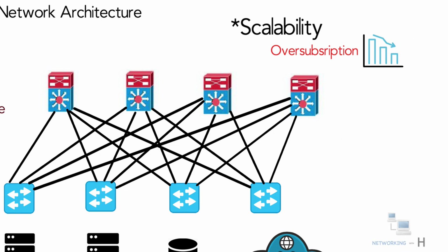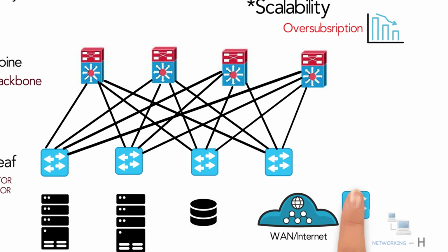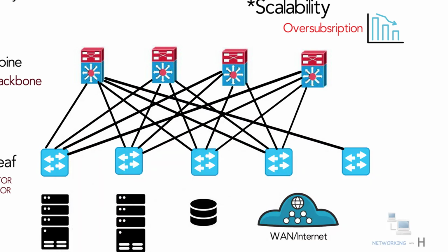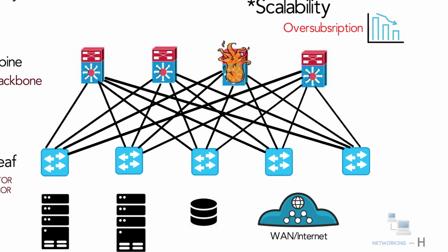If the device port capacity becomes a concern, a new leaf switch can be added by connecting it to every spine switch and adding the network configuration to that switch. The ease of expansion optimizes the IT department's process of scaling the network. If one of the top tier switches were to fail, it would only slightly degrade the performance throughout the data center.